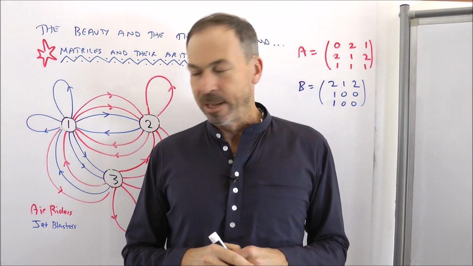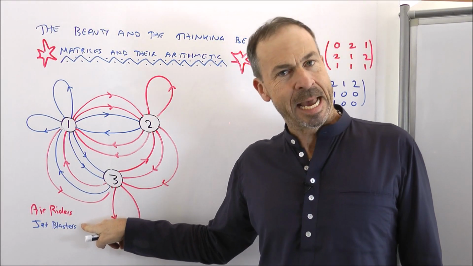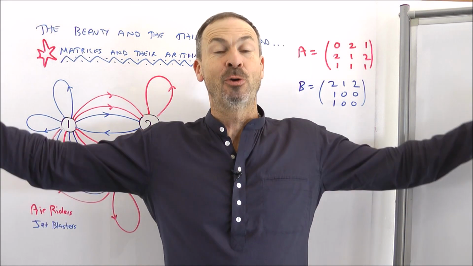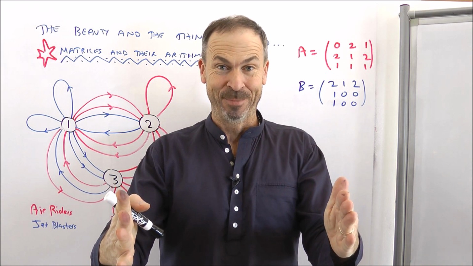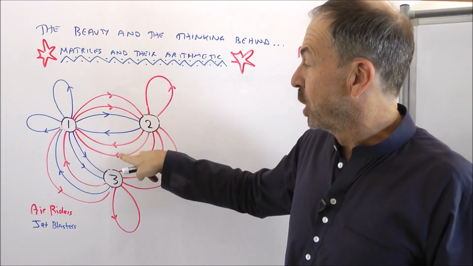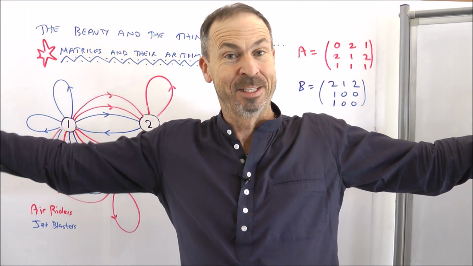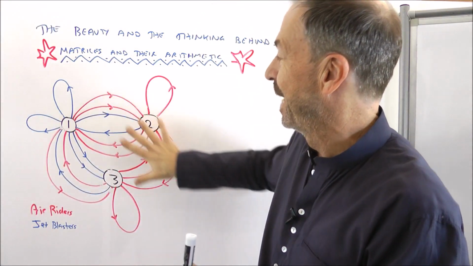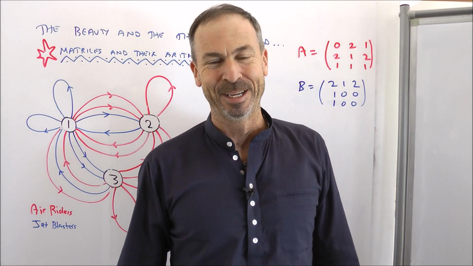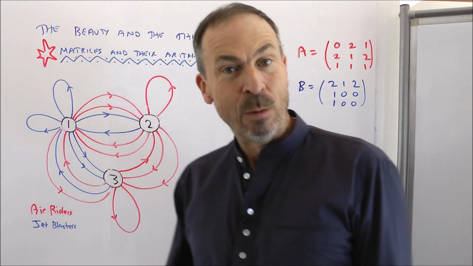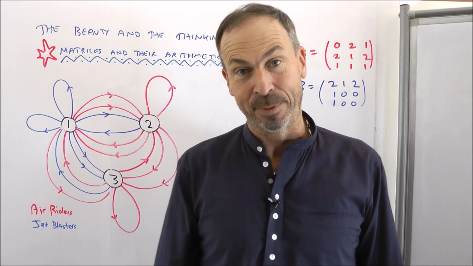All right, suppose now that these two different airline companies, Air Riders and Jet Blasters, separate companies right now, actually unite and become one company. So now we'll say the red and blue colors don't matter because it's just one company, and the color they go with is, say, purple. So imagine everything here is now purple, red and blue combined. Okay, so this is now the diagram of just one company. What matrix do I get from that one company?